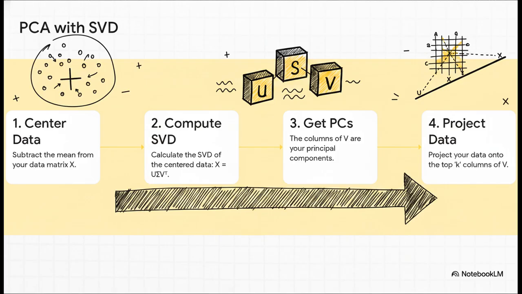And honestly, the hard work is already done. The columns of that V matrix that SVD spits out are your principal components. They're the directions of highest variance all lined up for you. So if you want to reduce your data to, say, k dimensions, you just take the first k of those columns and project your data onto them. It's just a beautifully clean and efficient process.